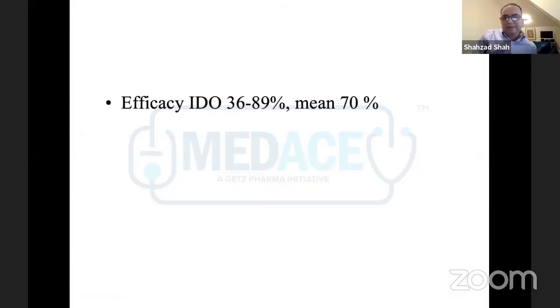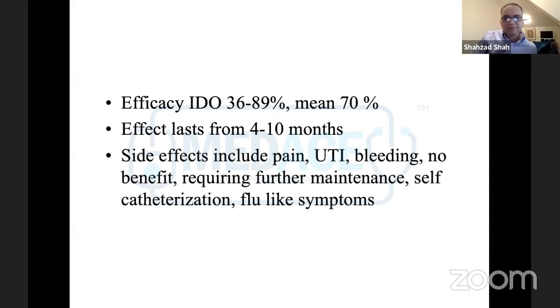The efficacy of Botox for idiopathic overactive bladder is about 40 to 90%, with a mean of 70%. It's much higher in the neuropathic group. The effect lasts from 4 to 10 months. The side effects include pain, infection, bleeding, and no benefit, requiring further maintenance.